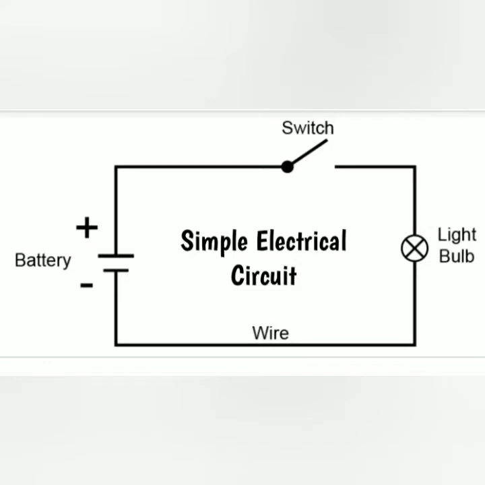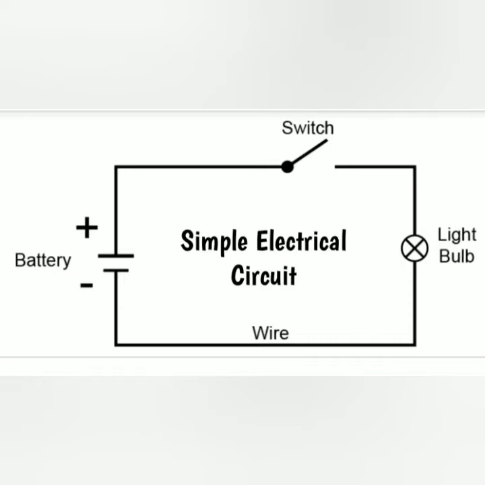The first topic of this session is electric circuit. Now first let us try to define what is electric circuit. A closed and continuous path through which electric current flows is known as electric circuit. I repeat the definition. A closed and continuous path through which electric current flows is known as electric circuit.